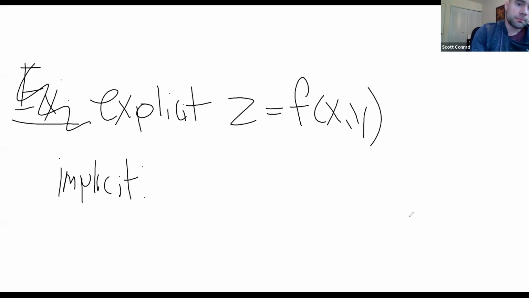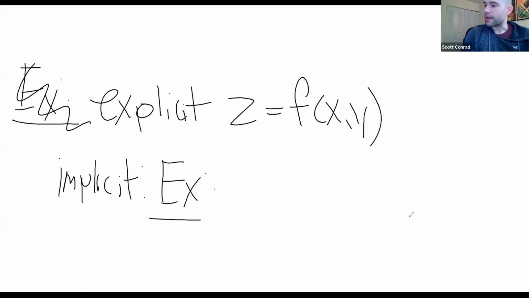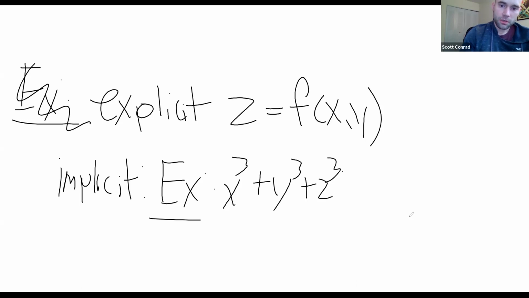So for example, if I had, let's say, x cubed plus y cubed plus z cubed plus 6xyz equals 3.